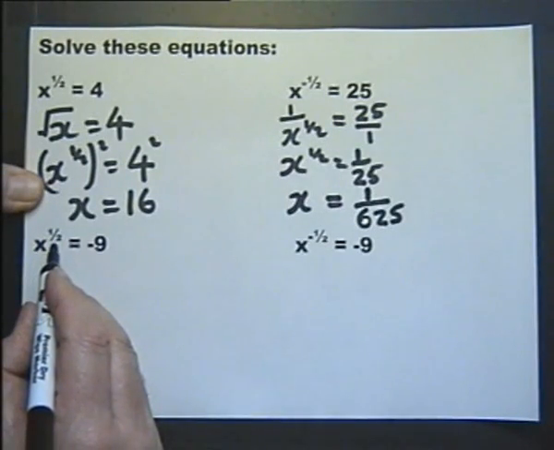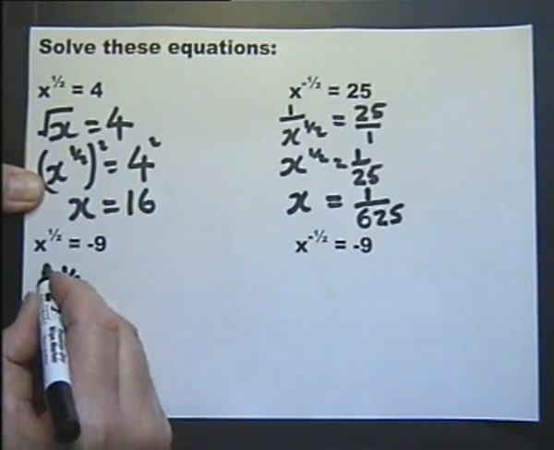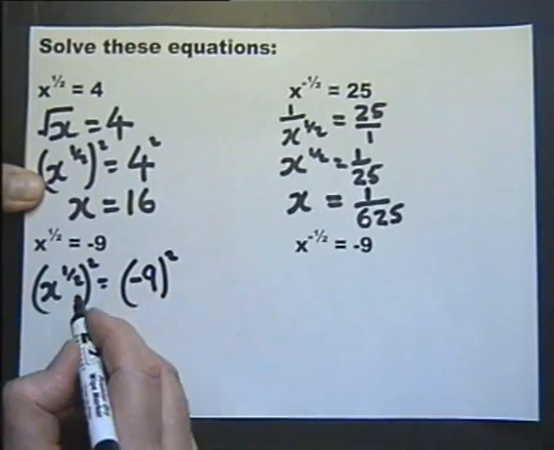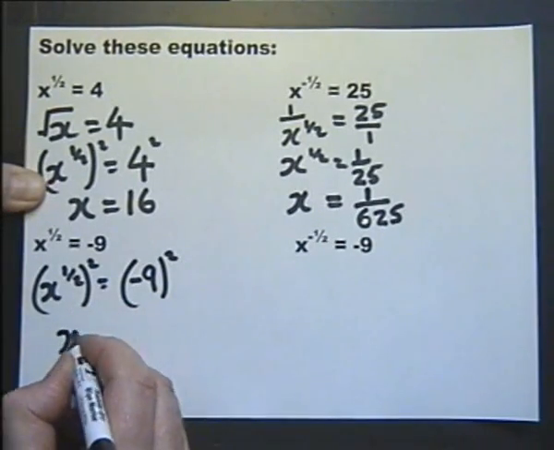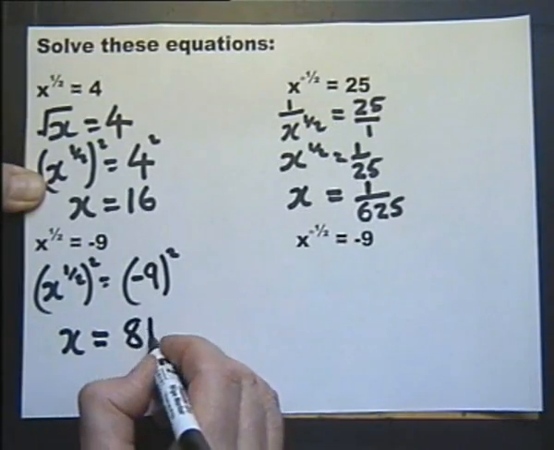X to the power half equals minus 9. If I square this side, I must square this side. The square root of x squared is x. Minus 9 times minus 9 is plus 81.